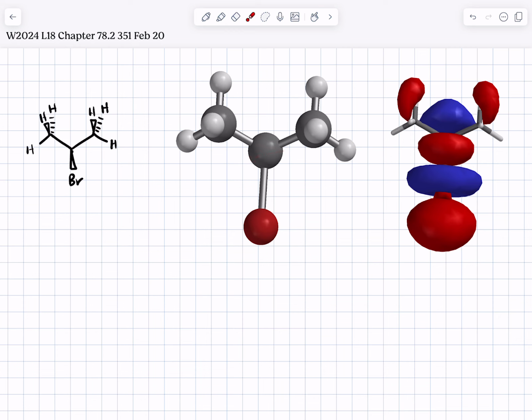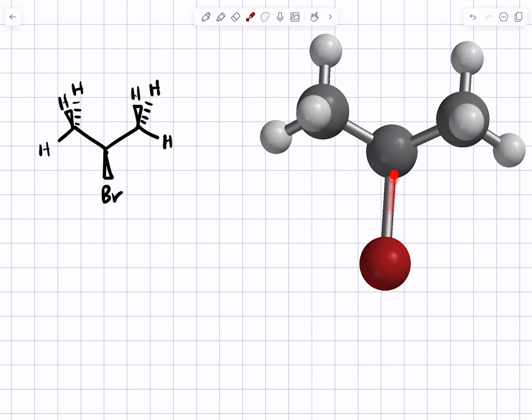They're side by side and about the same size so that you can see where everything is. But if we were to draw sort of a stick structure, this is what it would look like. Here is the carbon-bromine bond angled slightly towards you. Here are carbon-hydrogen bonds angled slightly away from you and 180 degrees away from the carbon-bromine bond.